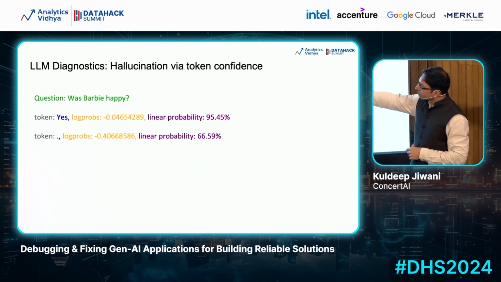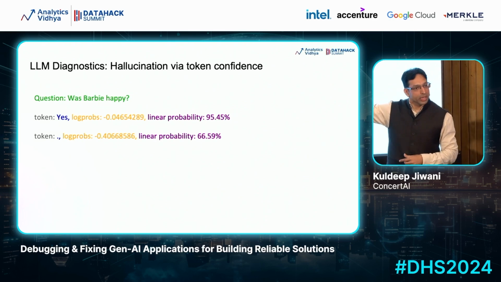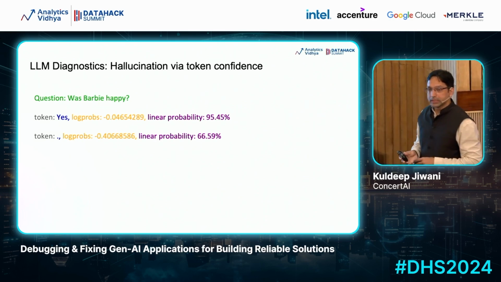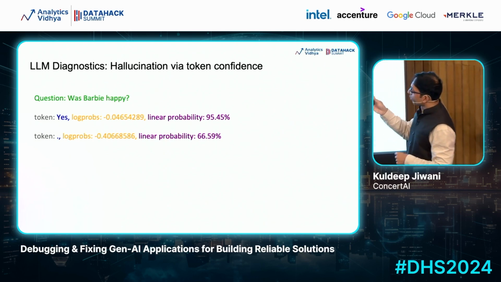But it says Barbie was happy, yes, right? So that's tricky. It was an article about the Barbie movie. How could it guess she's happy? So we can look at this by expanding it.